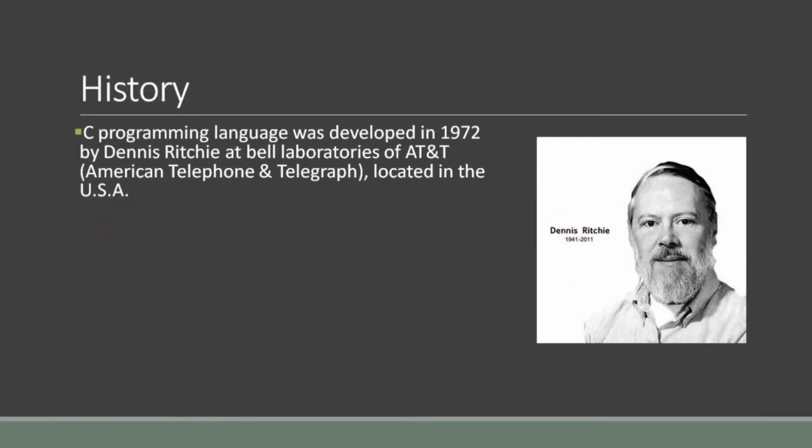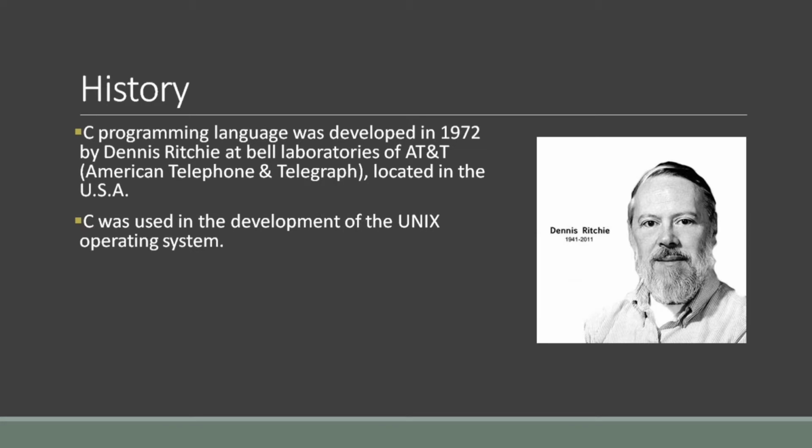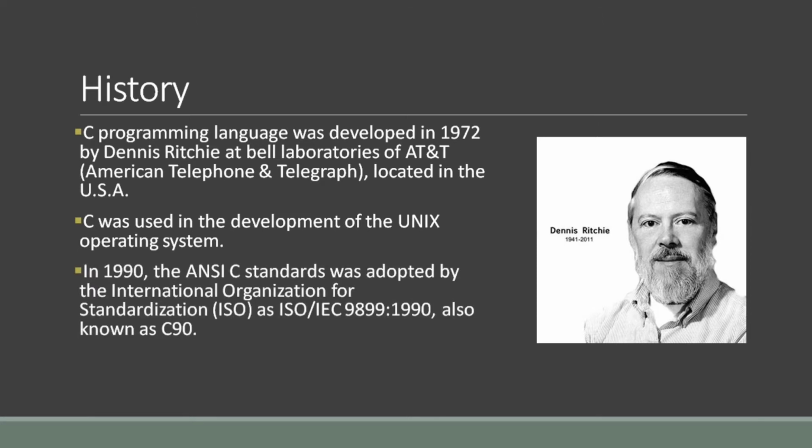C programming language was developed by Dennis Ritchie in 1972. He is known as the father of C programming. C was used in the development of the Unix operating system. In 1990, the ANSI C standard was adopted by the International Organization for Standardization, known as ISO. C is the successor to the B programming language.